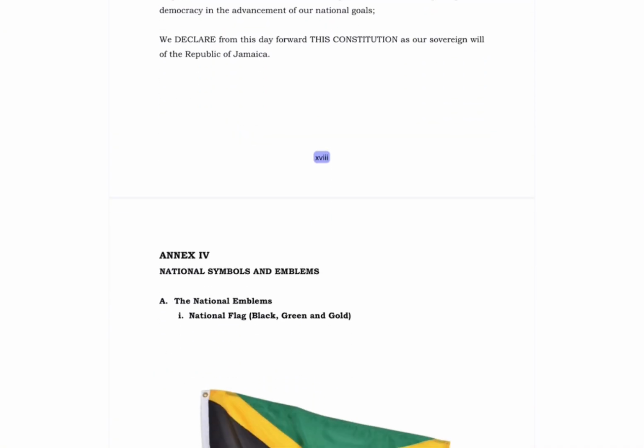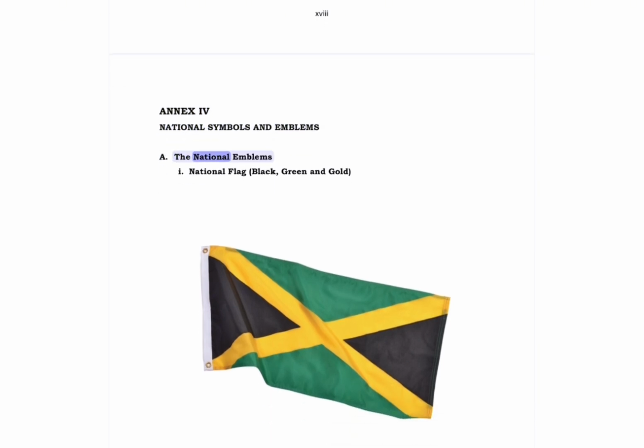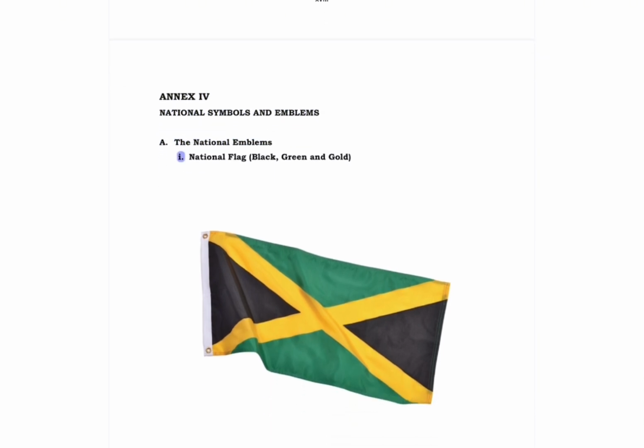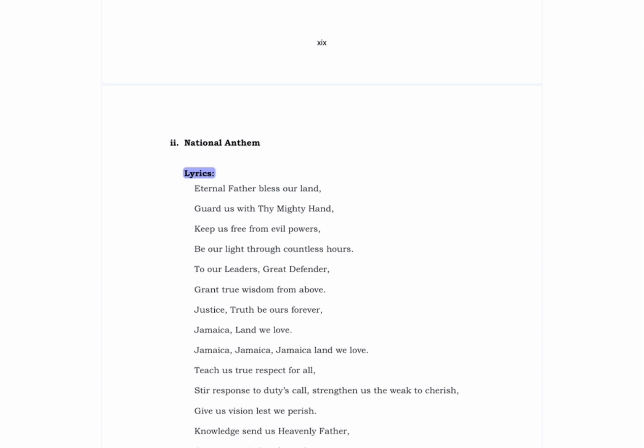Annex 4, National Symbols and Emblems. A. The National Emblems. 1. National Flag: black, green and gold. 2. National Anthem. Lyrics.